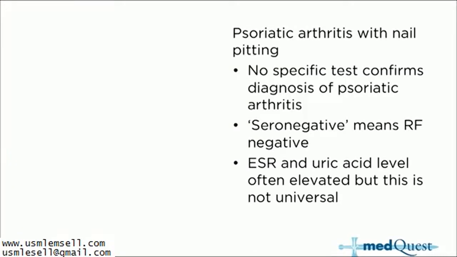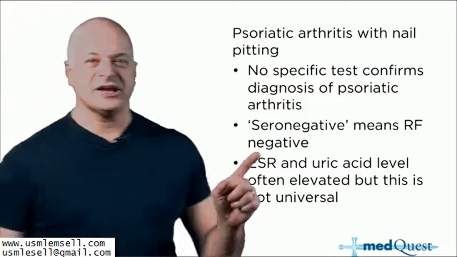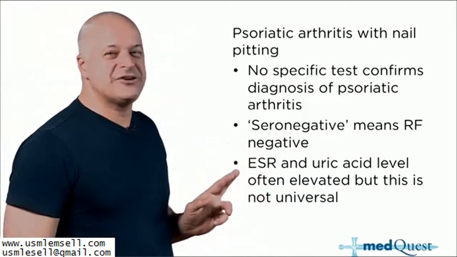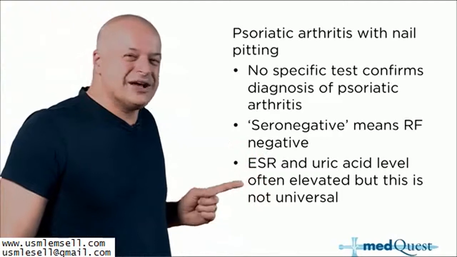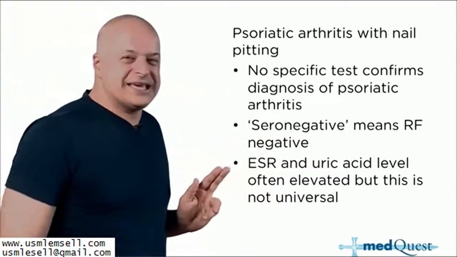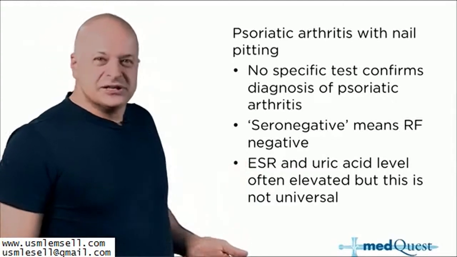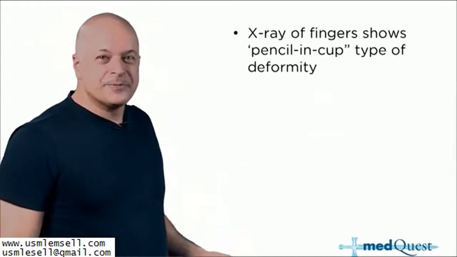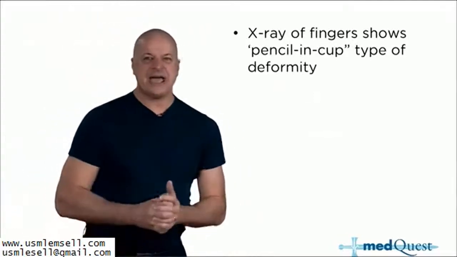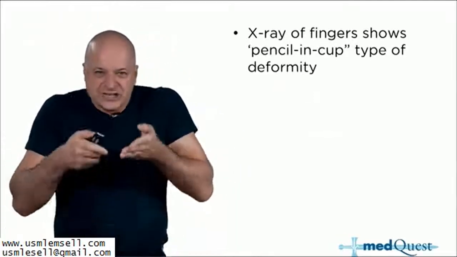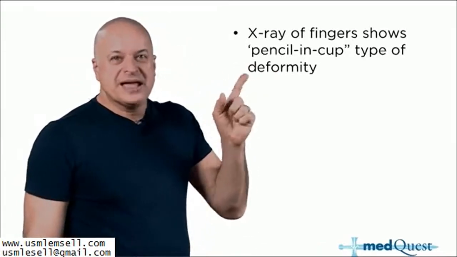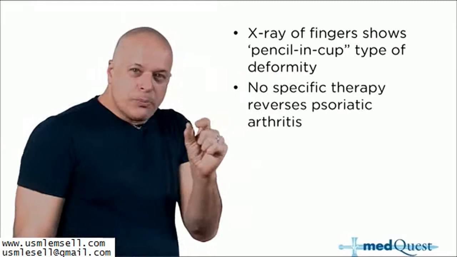And you see on the tests that the blood tests are all negative, and although the SED rate is a little elevated, so what? It's not always elevated, and it doesn't mean anything, even if the SED rate's a little up. So the X-ray will show a pencil and cup deformity as it becomes narrowed down to a point.